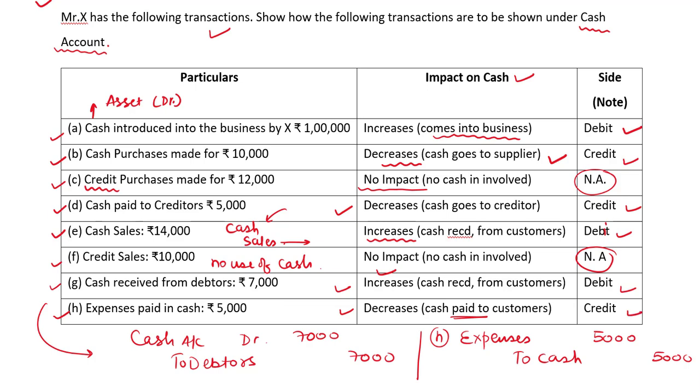And because cash is an asset, its nature is debit. Over here there is a decrease in the cash, so it would be credited. I believe all of you must have understood till here.